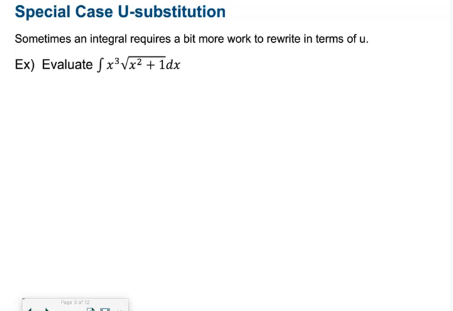So we're going to evaluate the integral of x cubed times the square root of x squared plus 1 dx. So first thing that we always need to find is u. What's u? x squared plus 1.